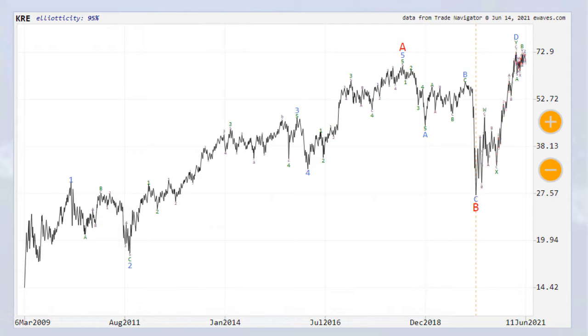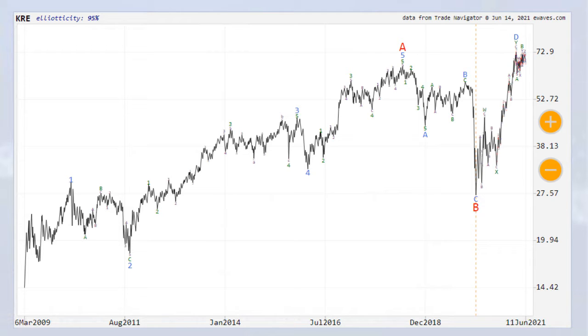My name is Dave. Let's take a look at KRE, a recent E-Waves flash recommendation. KRE is the KBW Regional Bank Stock ETF. And let's look at the count and talk about some things.